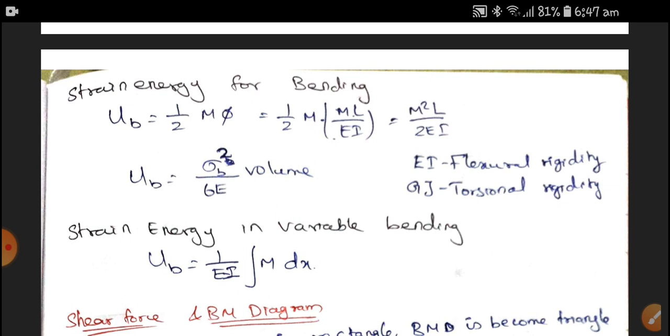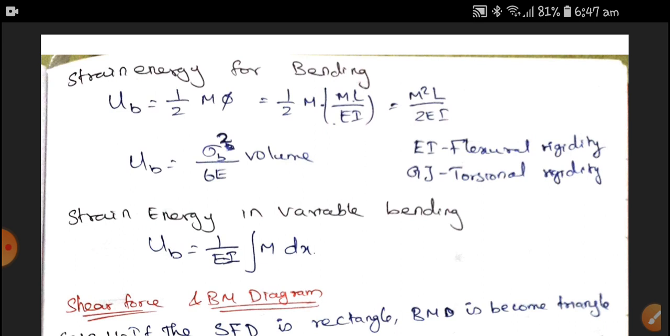Therefore, we can say it as sigma b, the whole square divided by 6E into volume. Sigma b is the bending stress, E is the Young's modulus and V is the volume. Here you have to know that wherever the E and I are combined, it is called flexural rigidity. It gives the strength of the beam in bending. Flexural rigidity is the strength of a component in bending, whereas GJ or CJ, wherever the C and J are coming, it is called torsional rigidity. That means the component is very strong in shear stress or shear force.